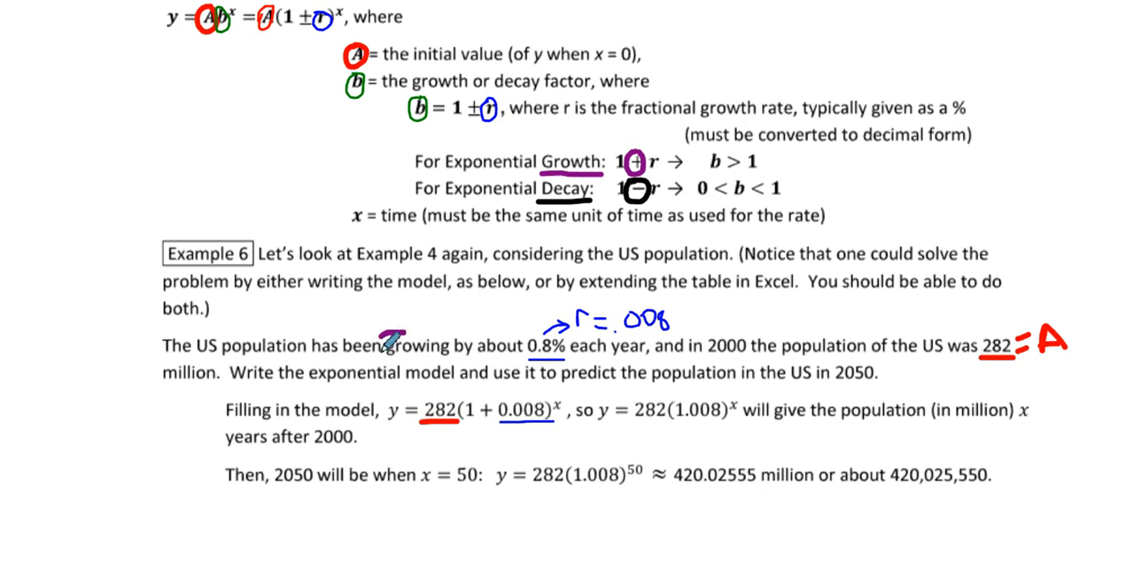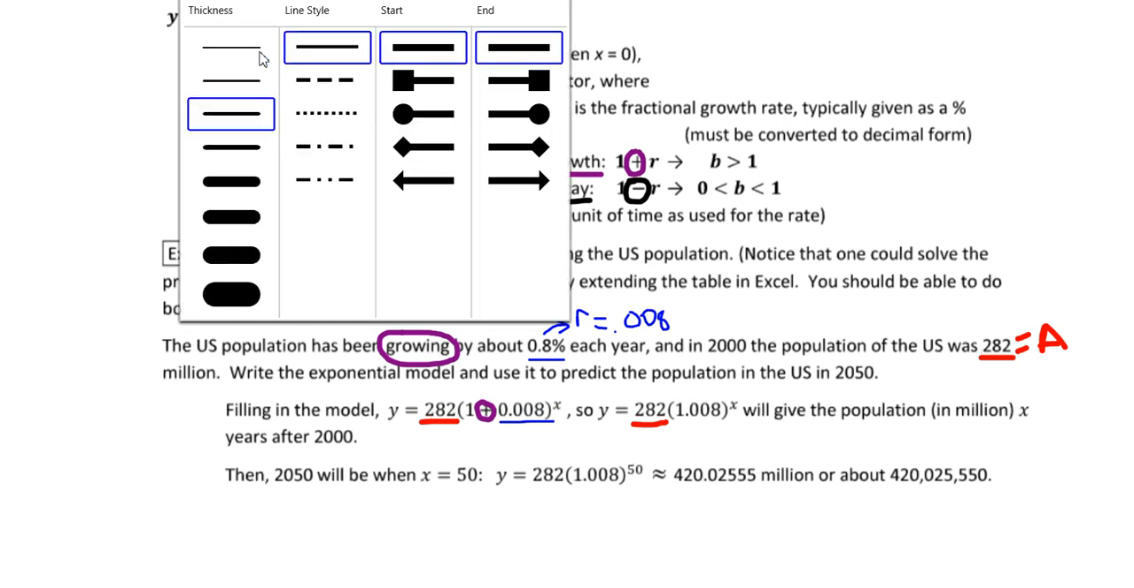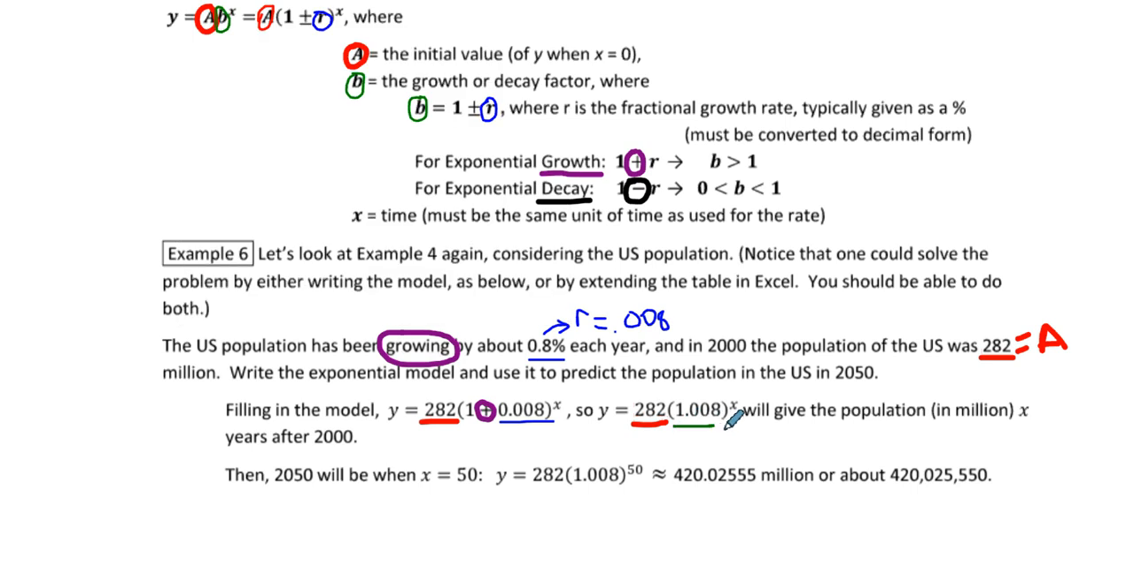Another observation to make here is this was growth. So when we have growth, that is where we have the 1 plus. So that's why we have addition. So then rewriting this, we end up with our y equals, again, the A, it's the 282, the initial quantity. So here time equals 0 is going to correspond to the year 2000. When you actually add the 1 plus the 0.008, this actually gives us then what the B is. So the 1 plus the R is what gives us the B.